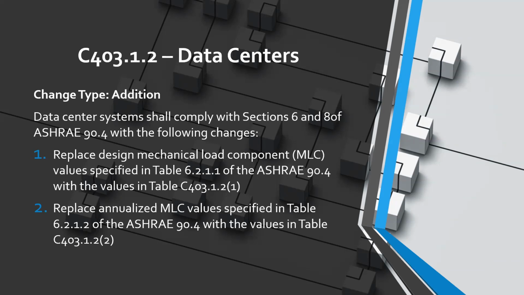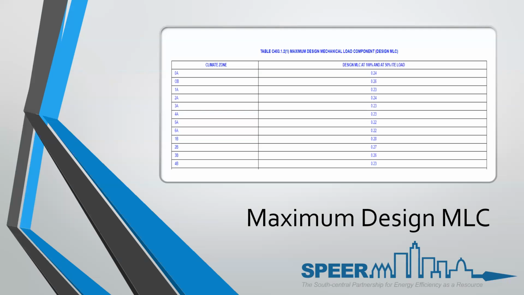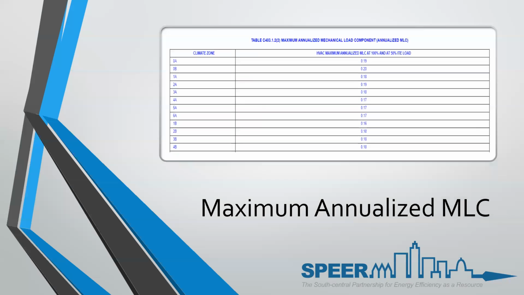That changes the MLC, the mechanical load component values, for those specific tables. There are different requirements for how much energy consumption can happen in just those data centers. So that's been broken out and separated from computer rooms and listed separately in the code. This table shows the maximum design MLC, based on climate zone. Whichever climate zone you're in, this will be your maximum design load for those data centers. And the next one is for the annualized mechanical load component of that same room for the data centers.